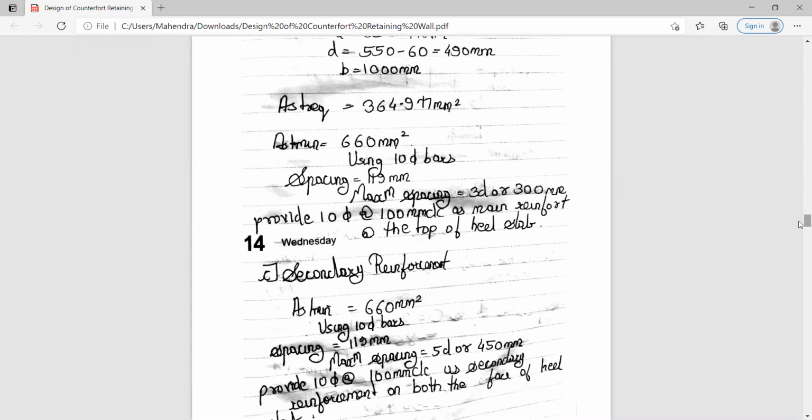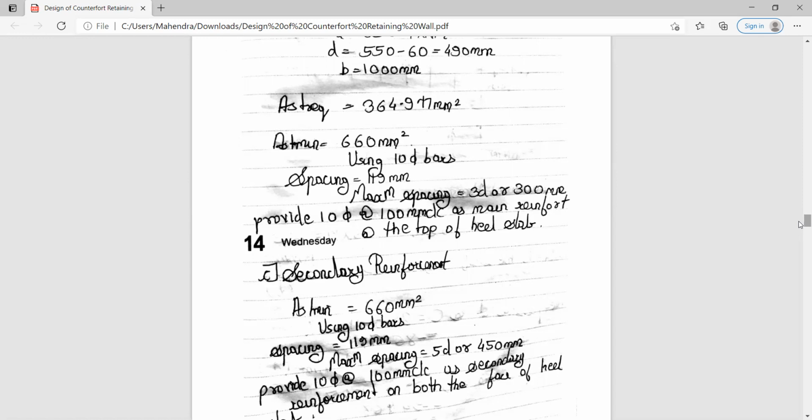So from this, your spacing value will also be the same. So the spacing you will get is 119 mm and maximum spacing in case of the secondary reinforcement is 5D or 450 mm. So we will consider the minimum spacing as 100 mm center to center. So here you need to provide 10 phi at the rate of 100 mm center to center as a secondary reinforcement on both the faces of the heel slab.